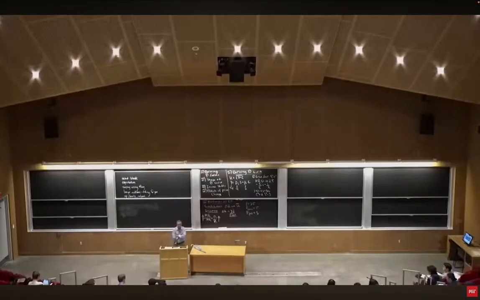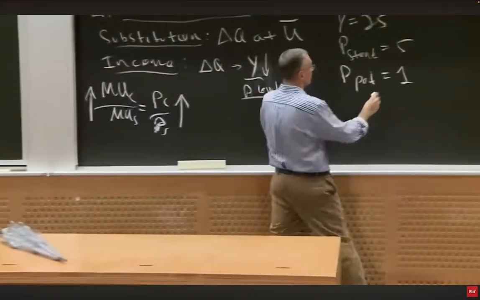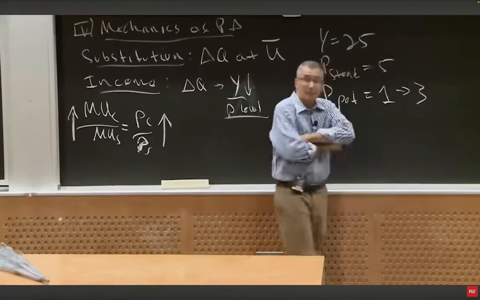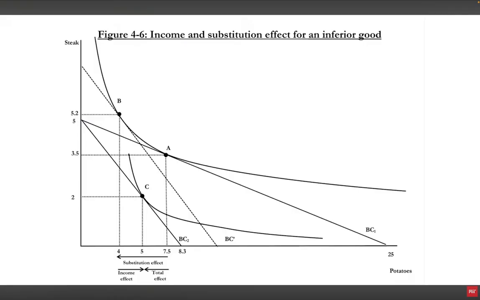So 4.4-6, that's price going up, right? Yeah, the price of potatoes is going up to 3. The price of potatoes went from 1 to 3. That led to a substitution effect that we know which way it goes. When a price goes up, you want less of something for the substitution effect, but an income effect that went the other way.